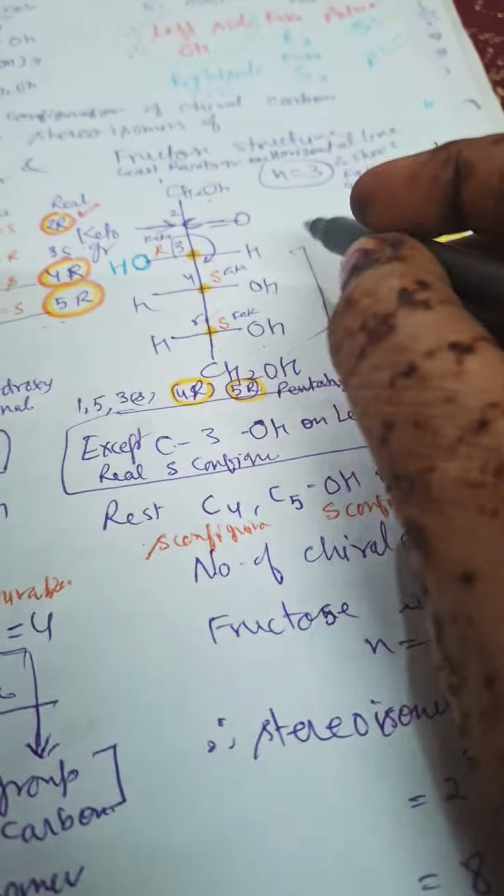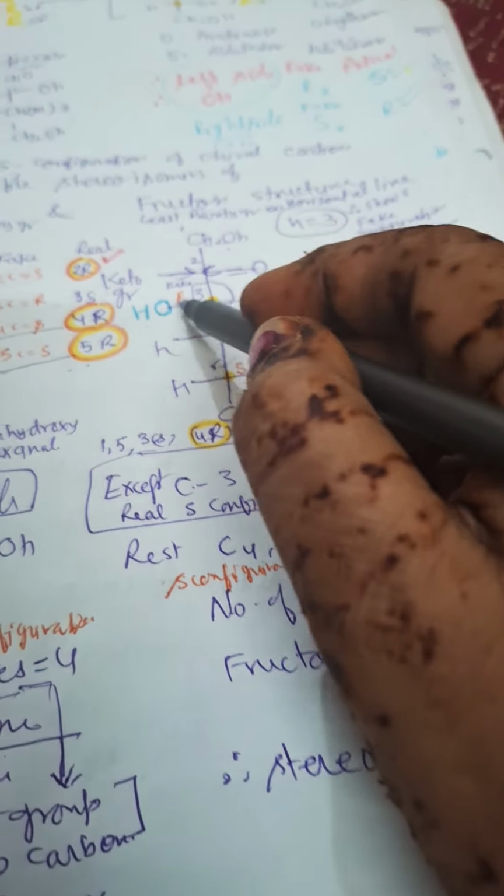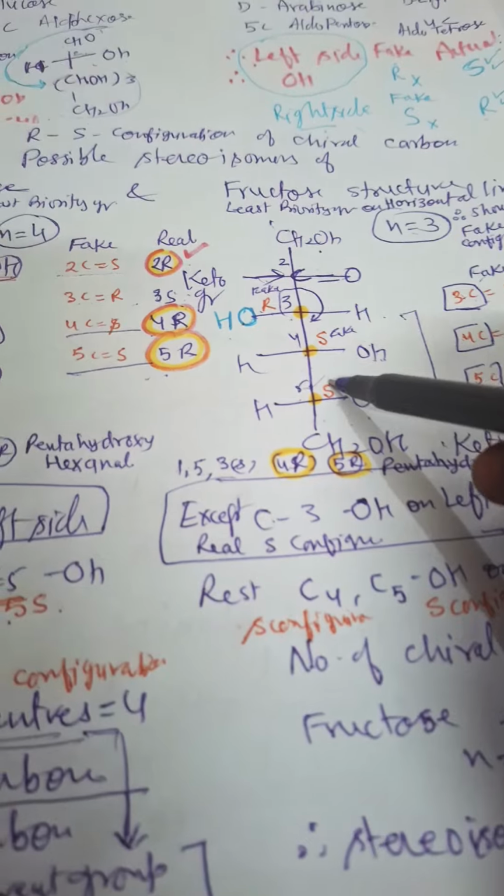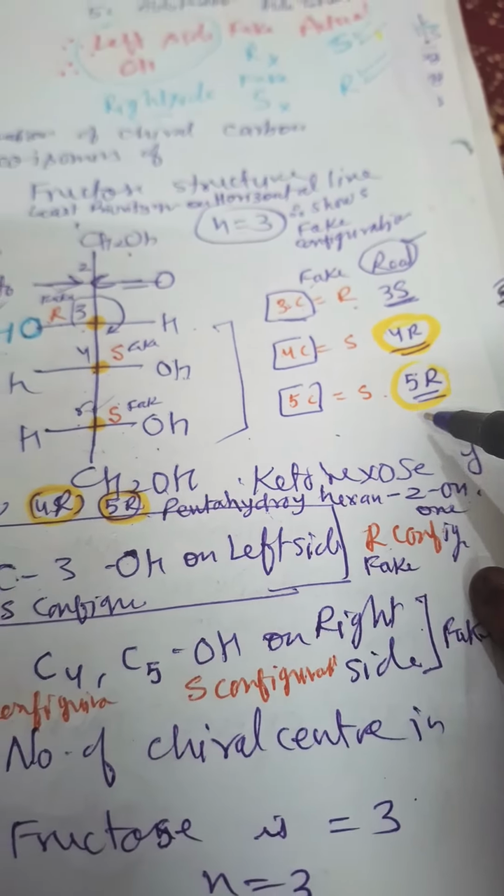Clear? In the same manner in the keto group, this is the first priority, the keto part is the second priority, and the whole of the chain is the third priority. Accordingly, we will see that real will be 3S, 4R and 5R.